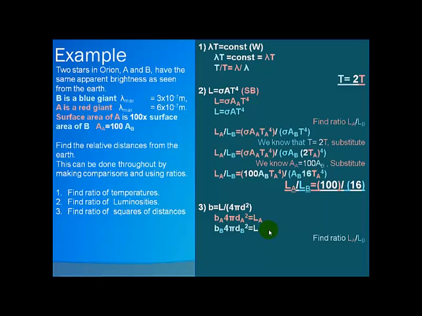So the ratio is 100 over 16, and by putting these values in, and we know that the apparent brightnesses are the same, BO over BB is equal to 1, and 4 pi over 4 pi is equal to 1, so we just find a ratio of the squares of the distances, and then we can square root and find the ratio of the distances, which is 10 to 4.